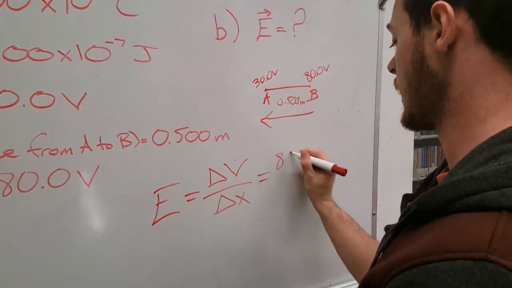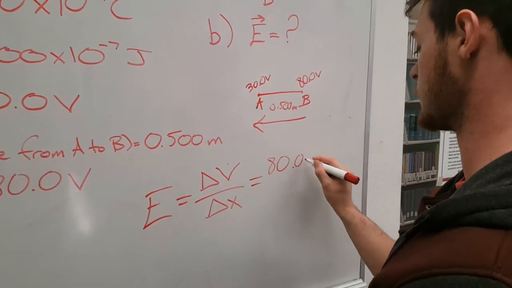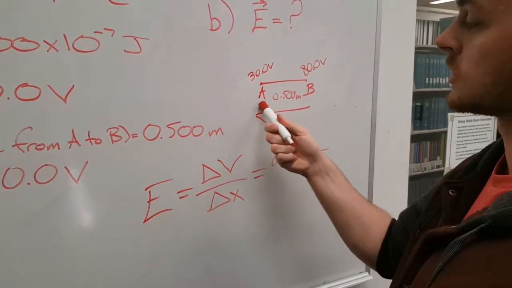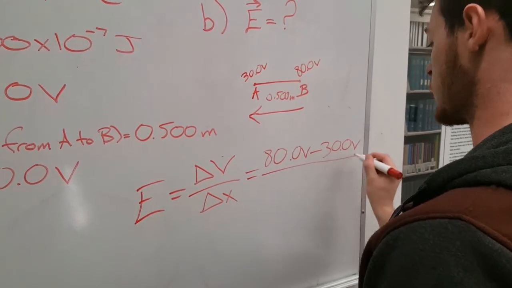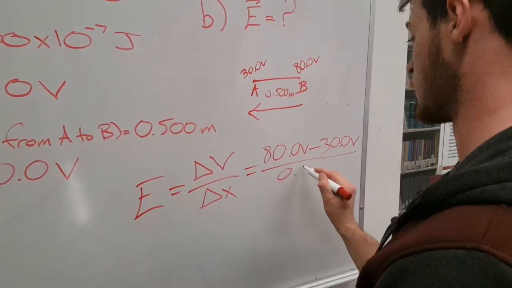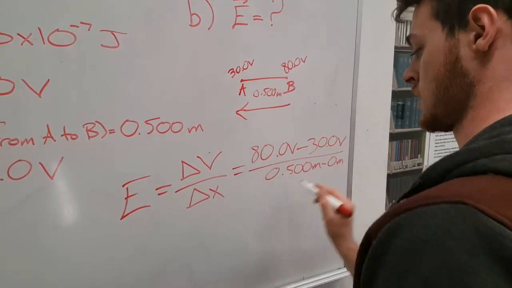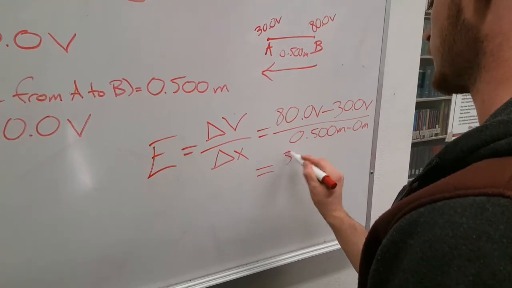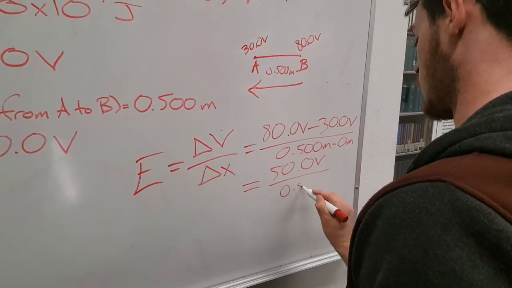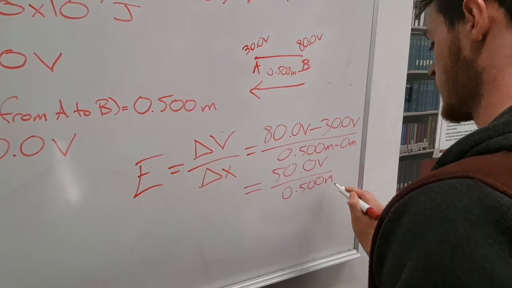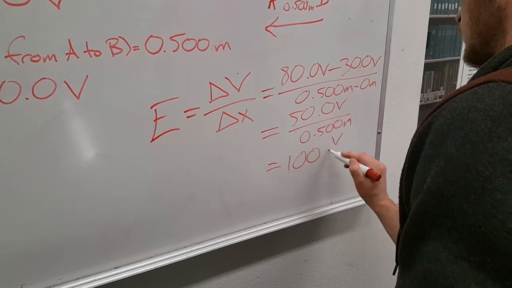We're moving from point B to point A, so the voltage at point B is 80.0 volts, minus the voltage at point A, which is 30.0 volts, over the change in distance, which is 0.500 meters minus 0 meters. This gives us 50.0 volts over 0.500 meters, and when we calculate that out, we get 100 volts per meter.